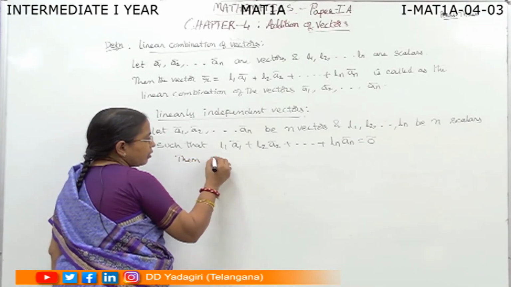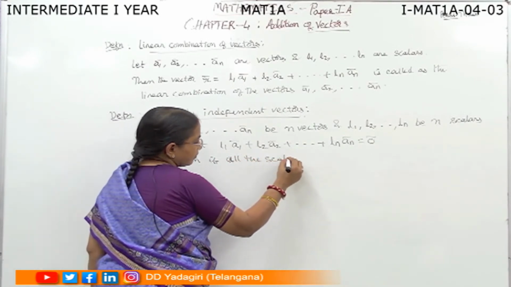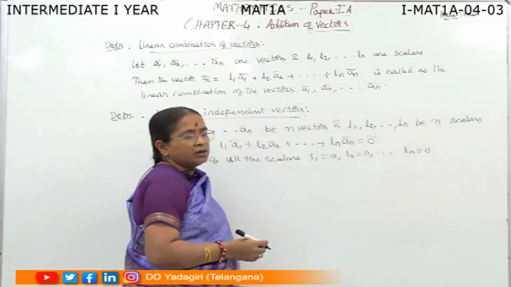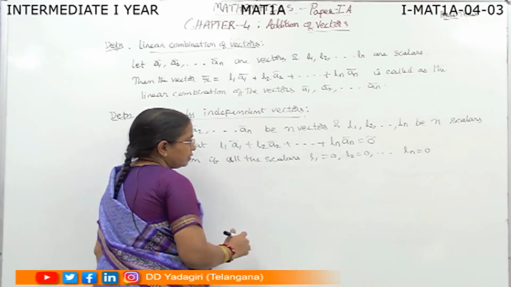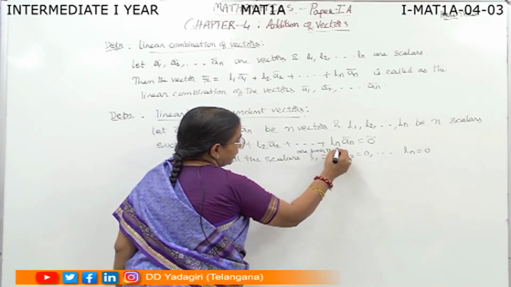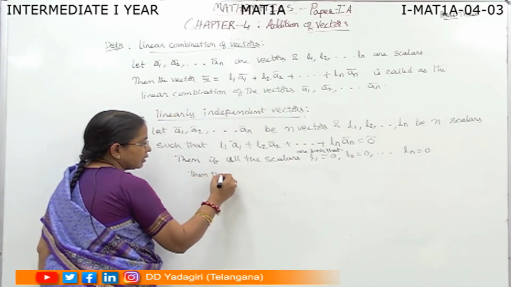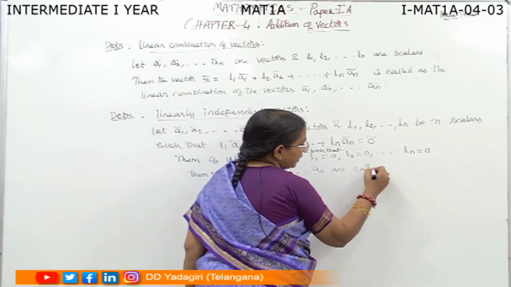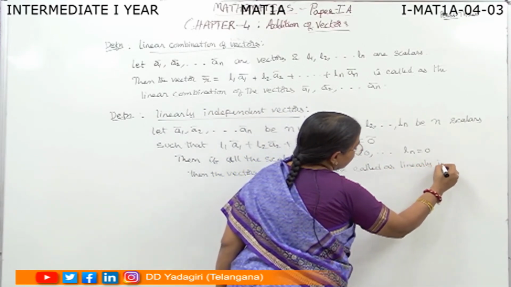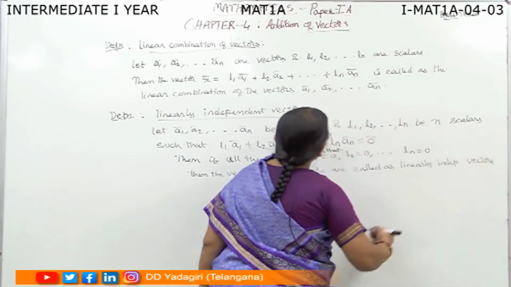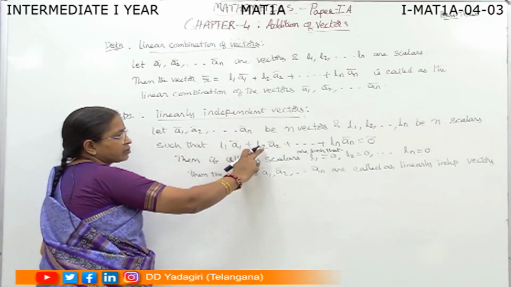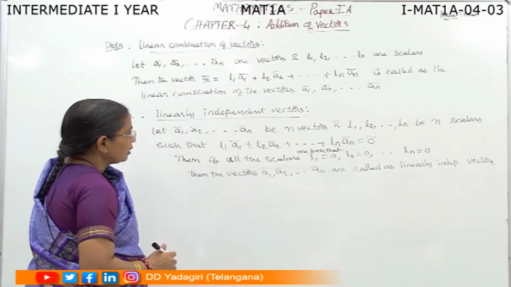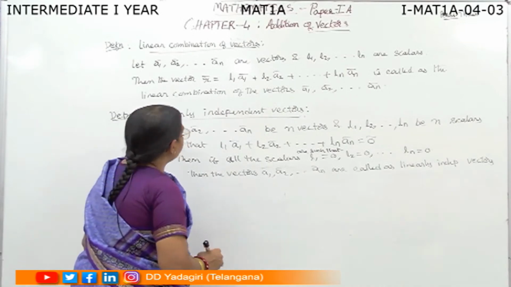Then if all the scalars are equal to 0, that is, L1 is equal to 0, L2 is equal to 0, and so on, Ln is equal to 0, then these vectors A1, A2, and so on, An are called linearly independent vectors. So if you have a relation like L1 A1 and so on is equal to 0, and all the scalars are such that each of them is equal to 0, then the vectors are called linearly independent vectors.